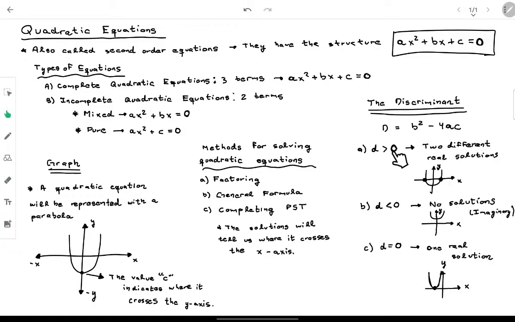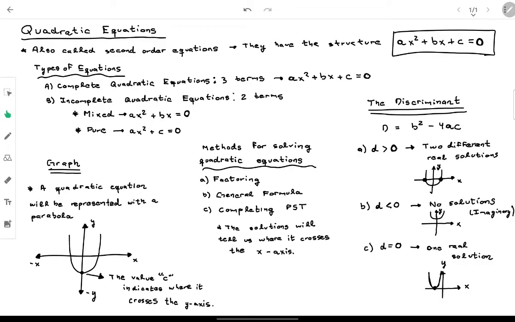If d is greater than 0, d is smaller than 0, or d equals 0. If d has a positive value, that means it's greater than 0, it means it will have two different real solutions. So if d is bigger than 0, we can note that our little equation will have two solutions with real numbers. That will mean, because we have two solutions, that our parabola will cross the x-axis on two different points, because we have two different real solutions.